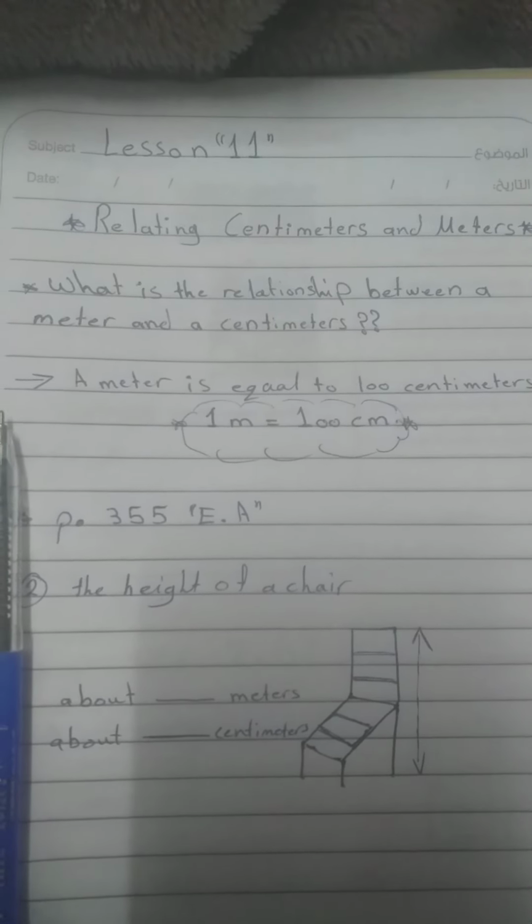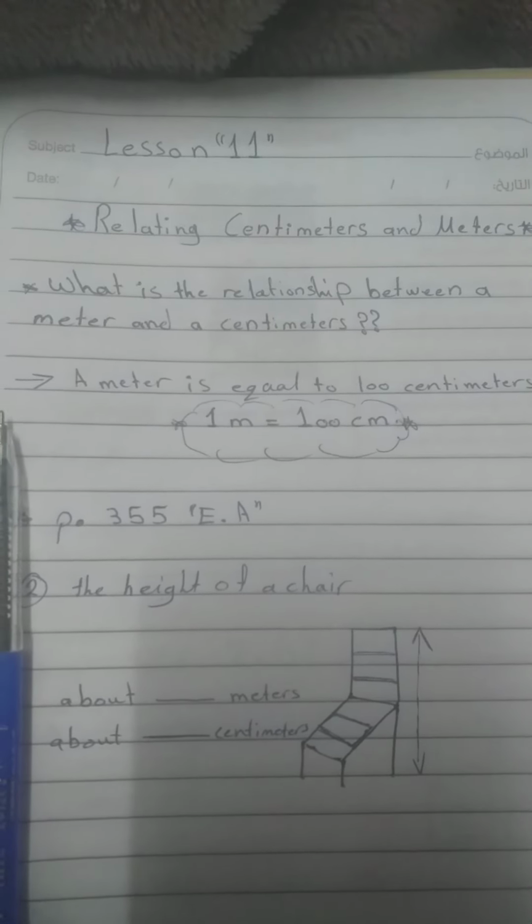Now, number 2, we have a bulletin board, right? We have to measure it. Let us measure it by meters, okay? It's about how many meters? It's about 1 meter. And now 1 meter, how many centimeters? 100 centimeters. Excellent. 1 meter equals 100 centimeters.